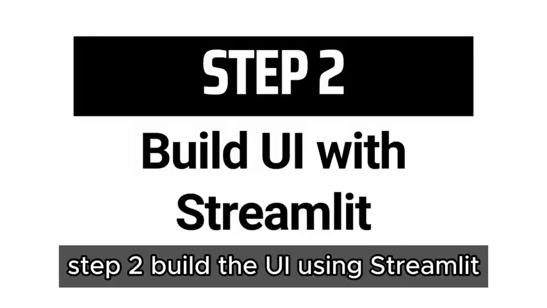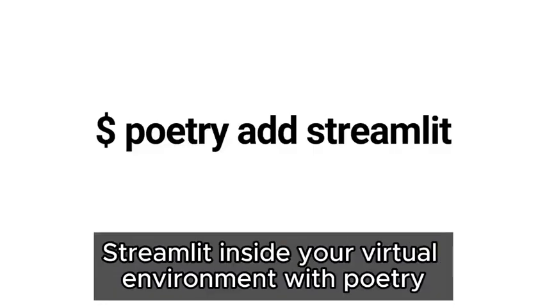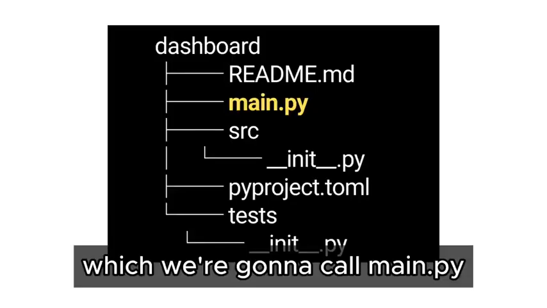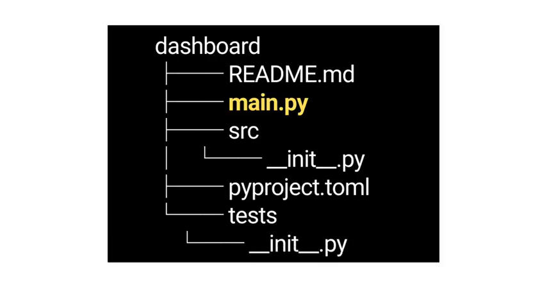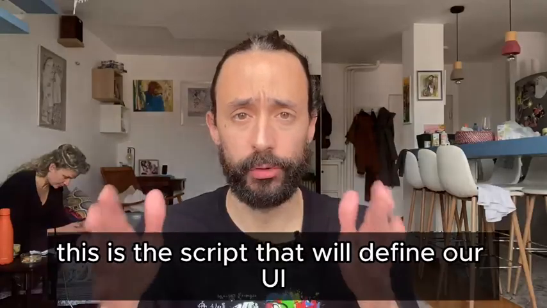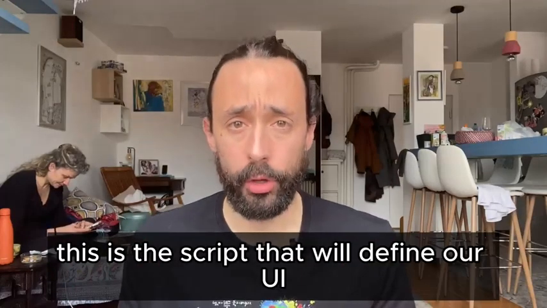Step 2, build the UI using Streamlit. First, you need to install Streamlit inside your virtual environment with poetry add, and then add a new file, which we're going to call main.py, in your project. This is the script that will define our UI.